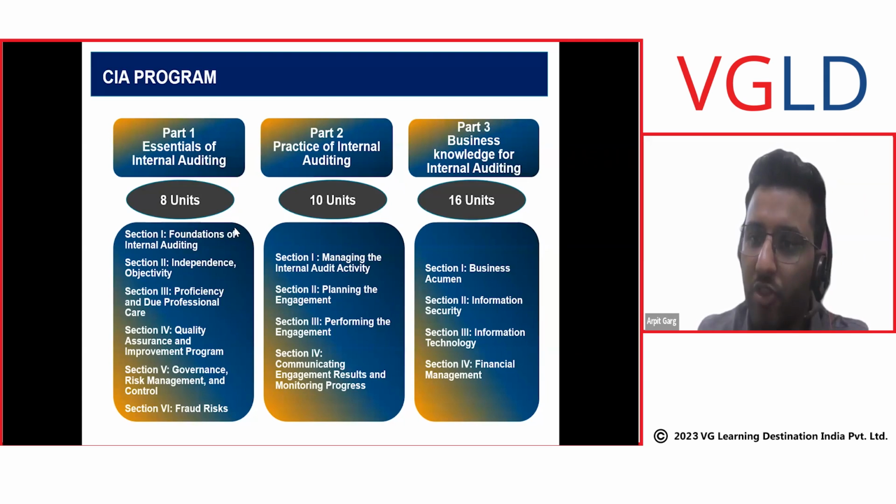Section 1 is called Foundation of Internal Auditing. Section 2 is Independence and Objectivity. Section 3 is Understanding Proficiency and Due Professional Care. Section 4 is about understanding the QIP program.